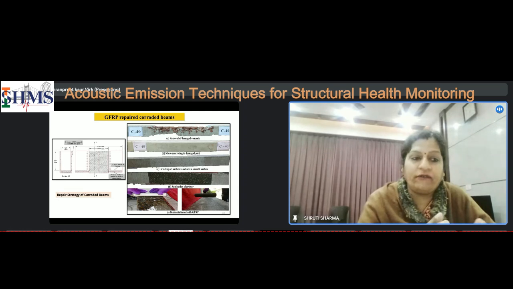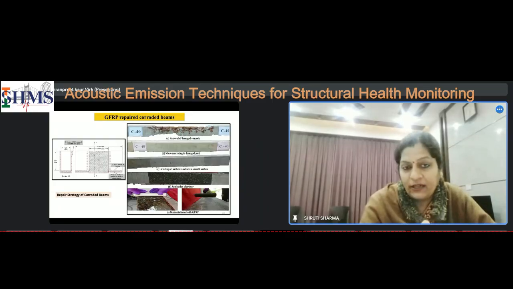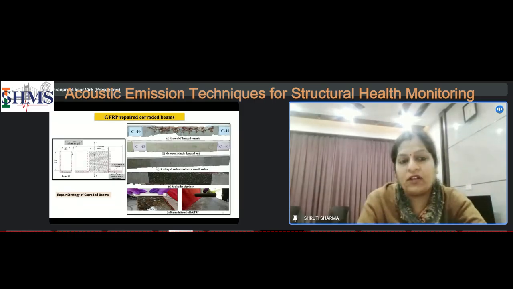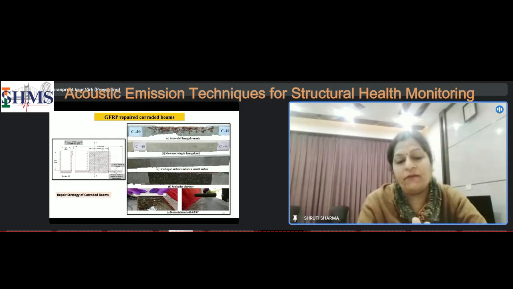If you see the cross section on the left hand side, the repair strategy was a U-shaped repair in the middle 2 meters out of the 4 meters. The damaged concrete was removed. Micro concrete was put in. Grinding was done so that the corners are beveled and you can put the FRP wrap. Primer was put and FRP wrapping was done. On the left hand side the repair strategy is shown. So the 4-meter beams were repaired. As shown in the next slide.